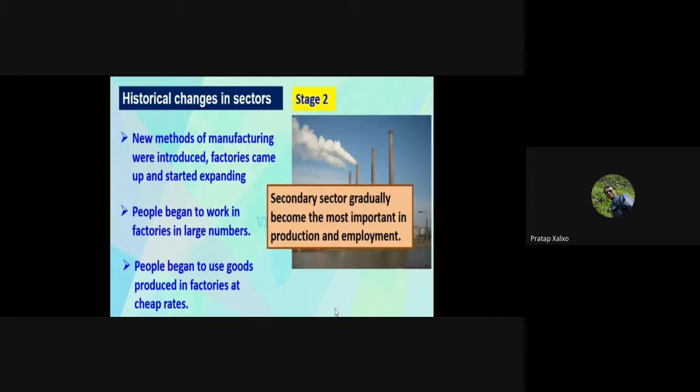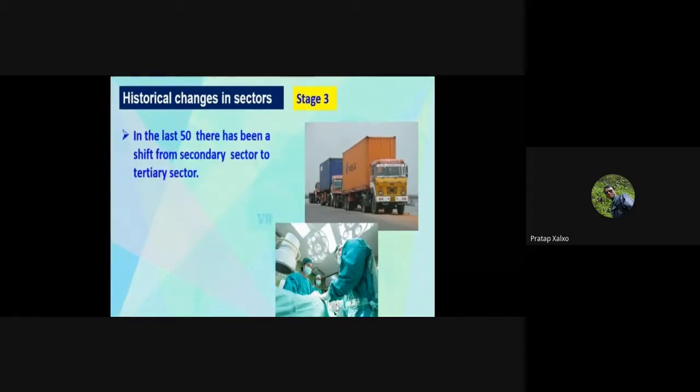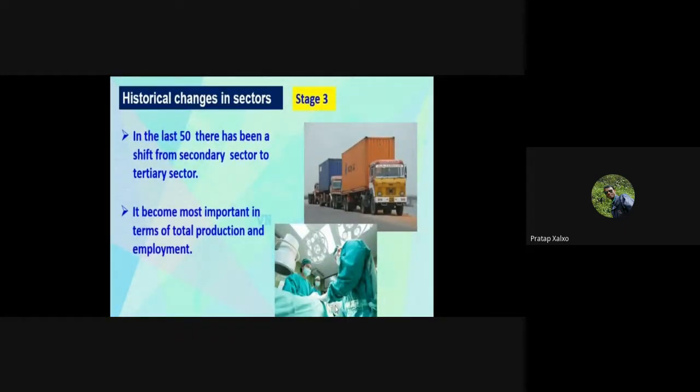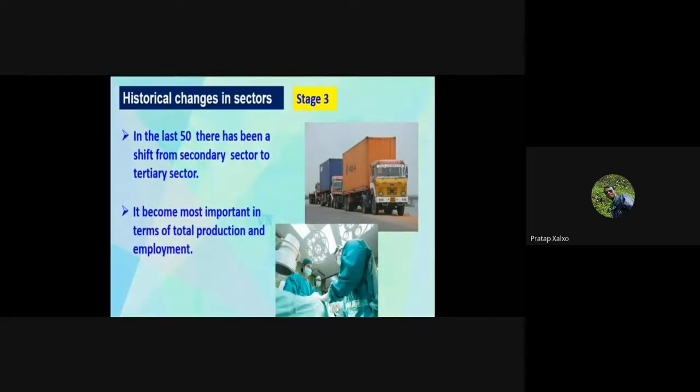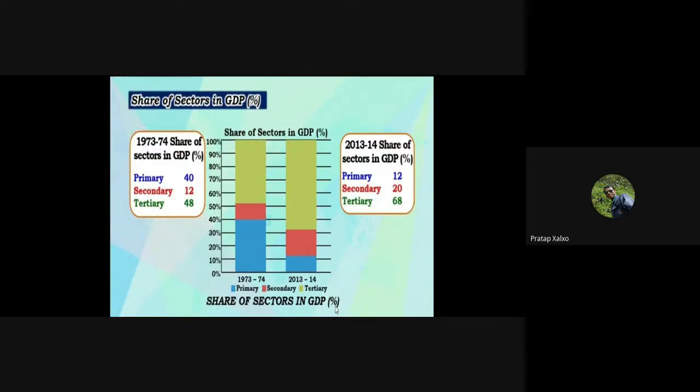Coming to the third stage. In the third stage, that is in the last 50 years, there has been a shift from the secondary sector to the tertiary sector. It became the most important in terms of total production and employment. Let us understand this with the help of GDP again.